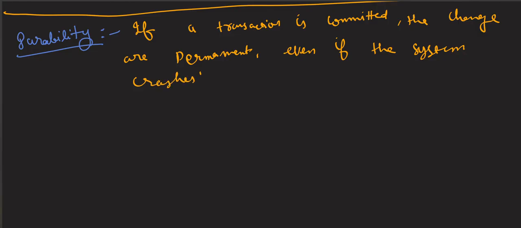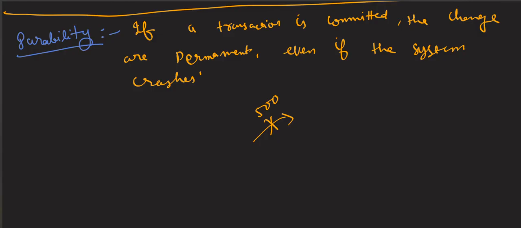For example, once you have transferred the money, it cannot disappear after a system restart. I hope you guys have understood. Suppose you have sent 500 rupees to your friend, and after sending, your system crashes. So the money should be transferred now. It can't be rolled back. If the change is committed, then the permanent change should be there in the database. Okay. So this is called durability.